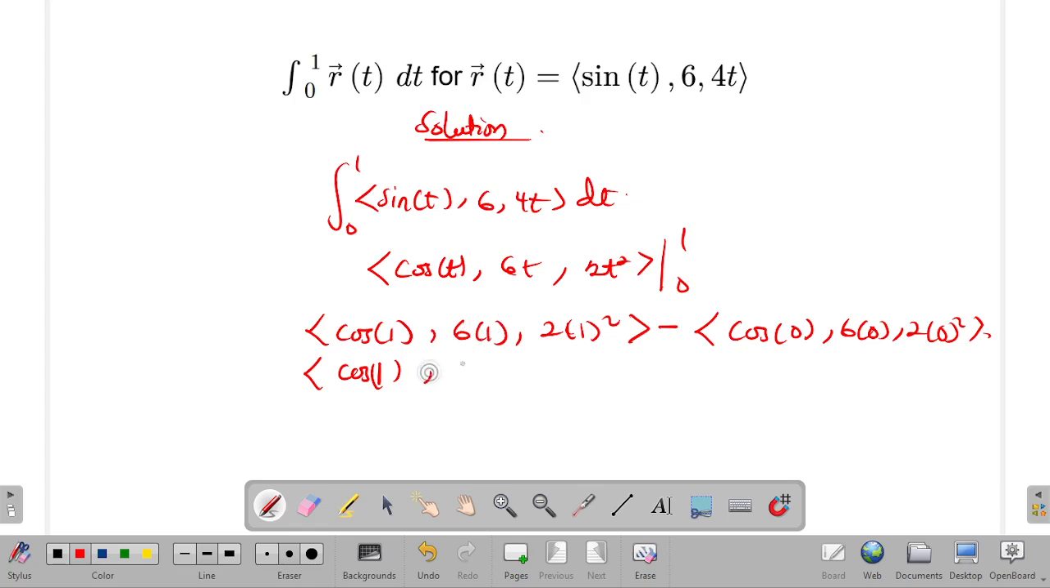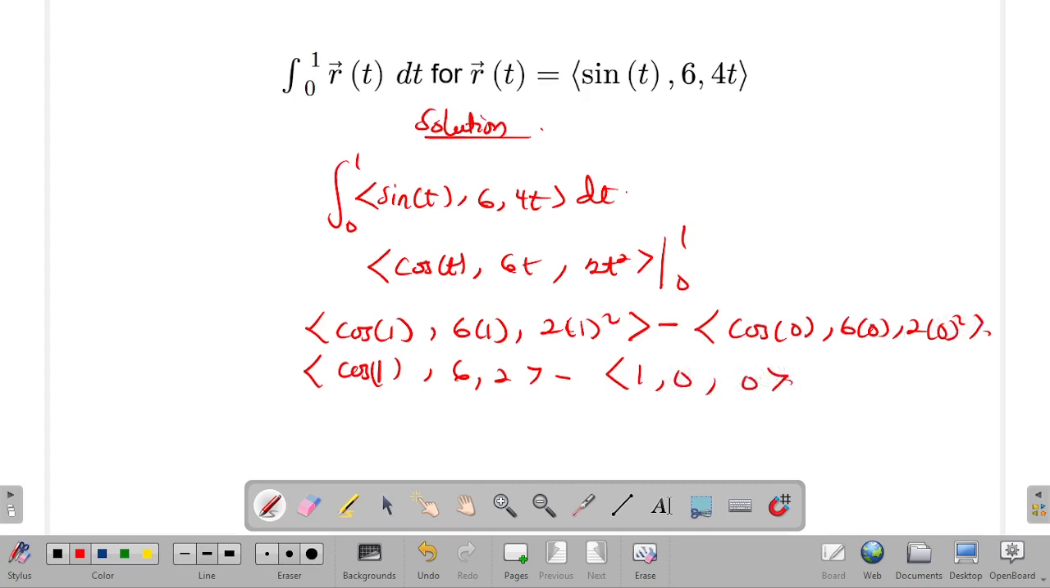Then this will give us 6. This will give us what? 2, right? Vector minus the vector. Cosine 0 is 1. This one is going to give us 0. This is going to give us 0 as well.